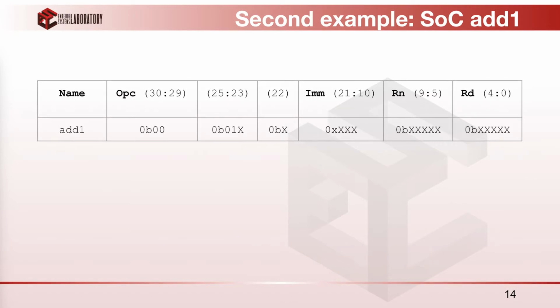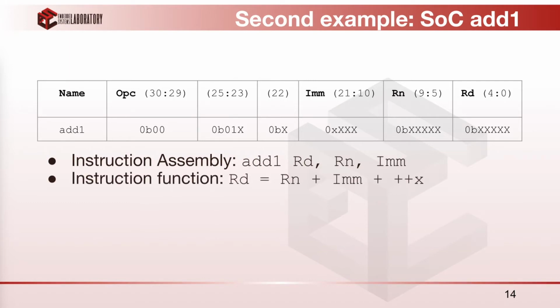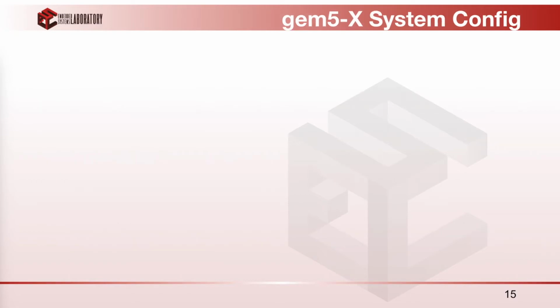So as you can see here, we will keep the same instruction definition, as well as the same instruction assembly and format. But to show the capabilities of this new SOC-enabled instruction, I'm going to modify the instruction's function to return the sum of Rn and your immediate value and this plus plus x variable. In this case, x is going to be a variable held in the SOC device that increments by 1 every time the instruction is called, and is subsequently added to RD.